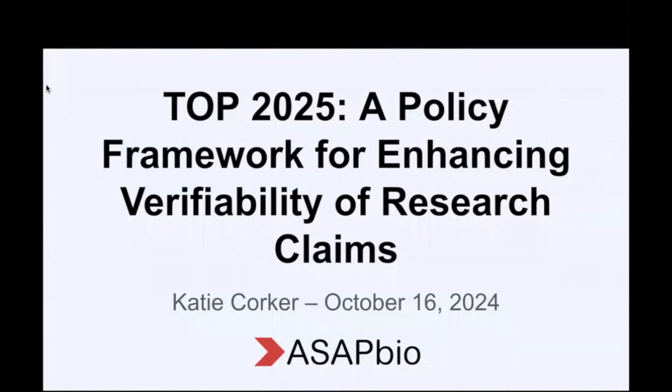Today we're going to be talking about TOP 2025, which is a policy framework for enhancing the verifiability of research claims. TOP has recently undergone updates, and that's what we're going to be focusing on today.